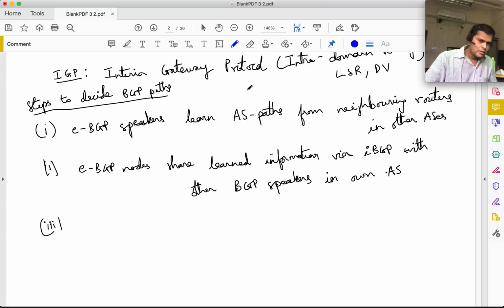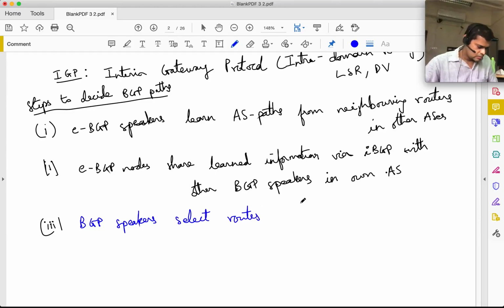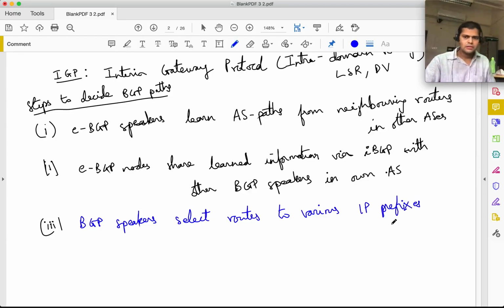Now these BGP speakers are going to decide on paths. They select routes to various IP prefixes, and we'll see how exactly they do that. At this point, not all routers know about the paths, but let's say that at least BGP speakers have somehow together decided on how to reach particular prefixes.